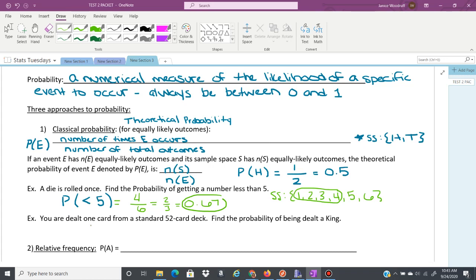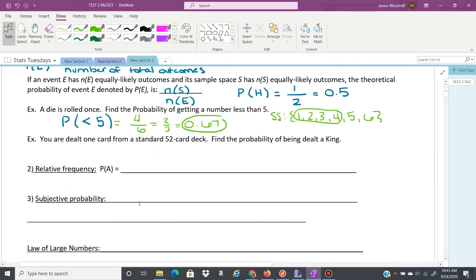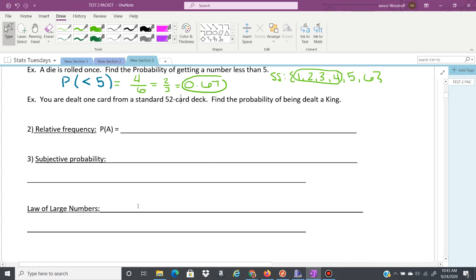You're dealt 1 card from a standard 52 card deck. If you have not played cards, you might want to get familiar with this. There are 52 cards in a deck of cards. Find the probability of being dealt a king. I'm not going to write out the entire sample space for a 52 card deck, but how many kings are there? 4. You've got P of K for king. You've got hearts, spades, diamonds, and clubs. So there are 4 kings, and a total of 52 cards in a deck.